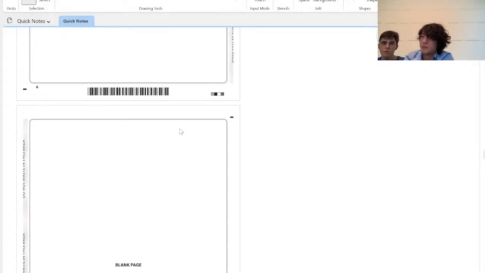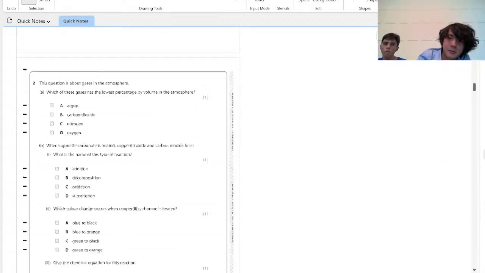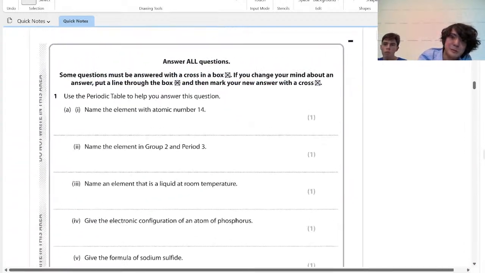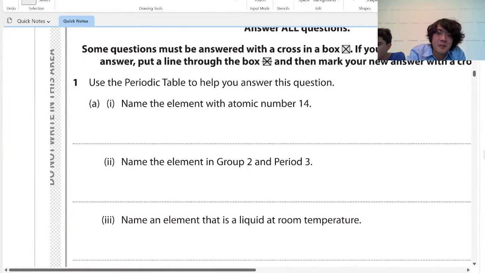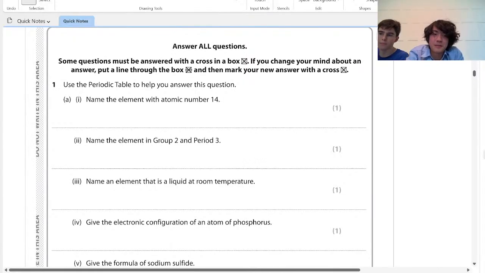There you go. Just masking. It's June. Right, okay. So we've got the paper. Let's just go through the paper real quick. Use the periodic table to help you answer this question. Just show them the paper we're doing, so they can do it with us.